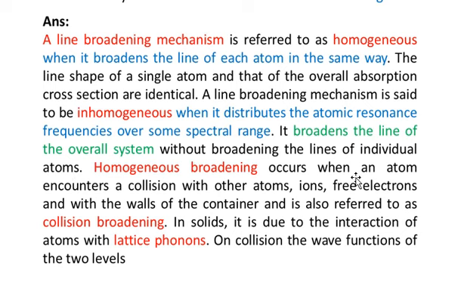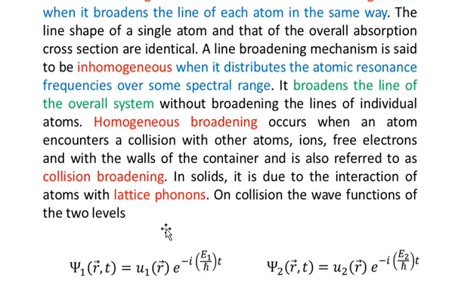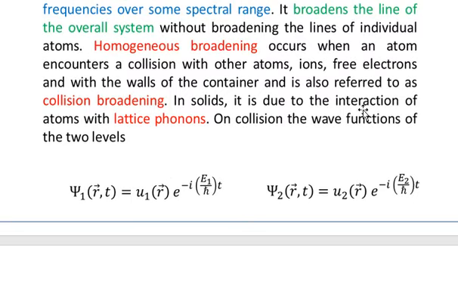Homogeneous broadening occurs when an atom encounters a collision with other atoms, ions, free electrons, and with the walls of the container, and is also referred to as collision broadening. In solids, it is due to the interaction of atoms with the lattice phonons.